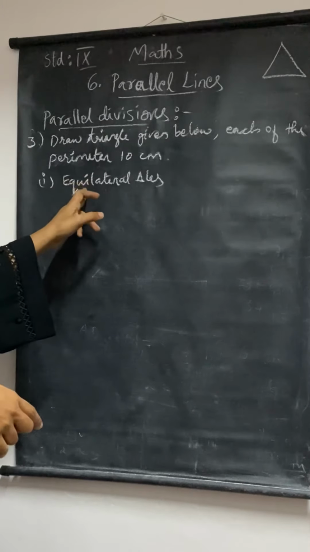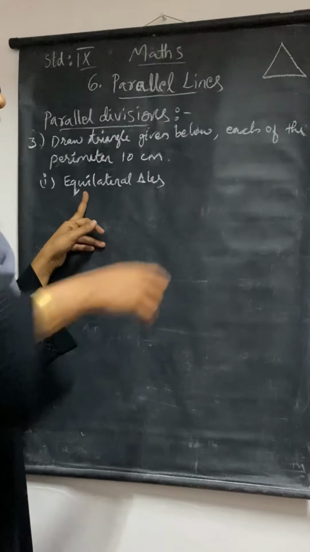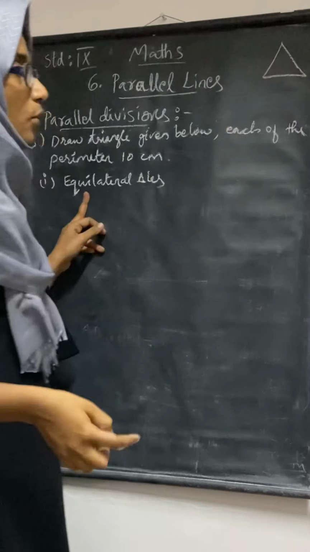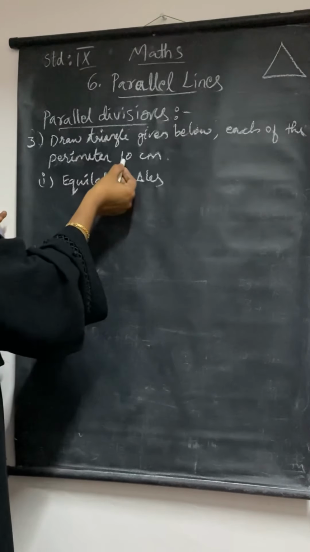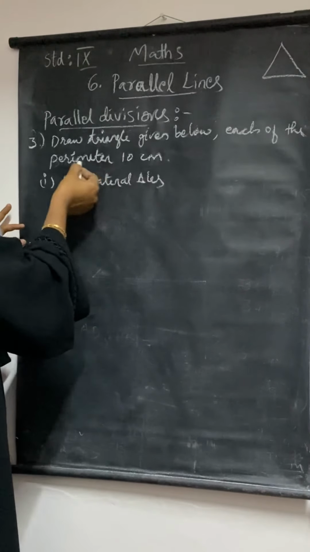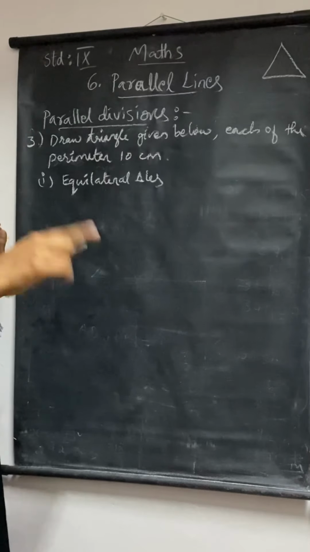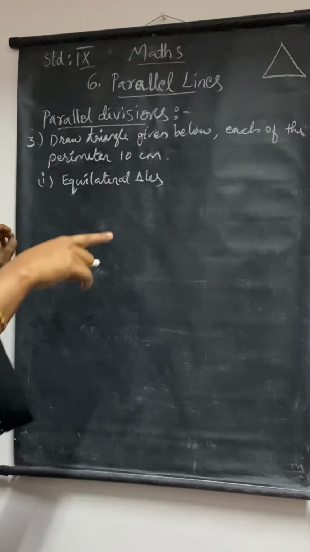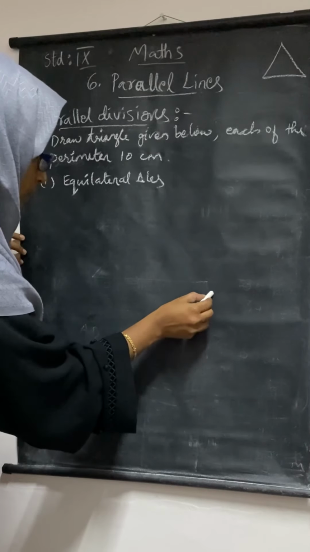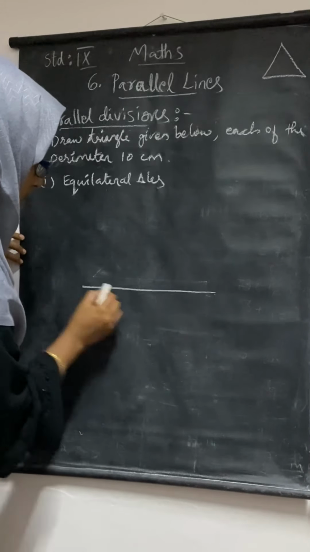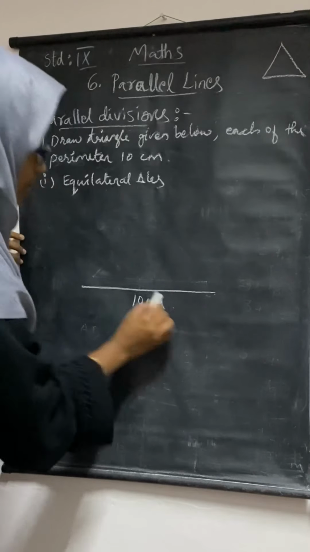So first you have to draw an equilateral triangle. What do you mean by equilateral triangle? All the 3 sides are equal. Now what you have to do is, the first line you take is the perimeter, 10 centimeters. In the rectangle you divided because it was a rectangle, but in the triangle, in the same way, you have to take a 10 centimeter line. I am taking 10 centimeters on the scale.